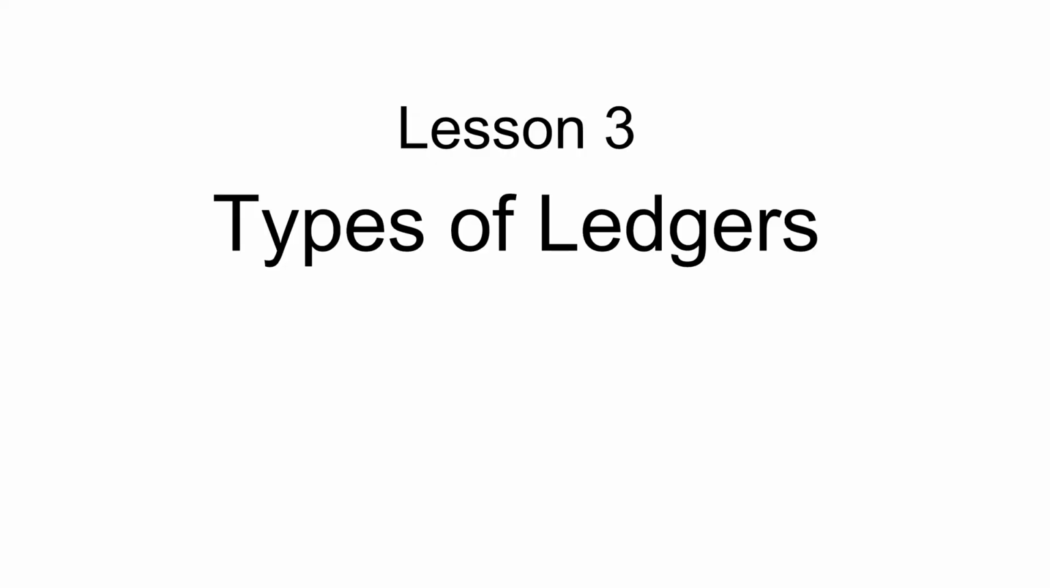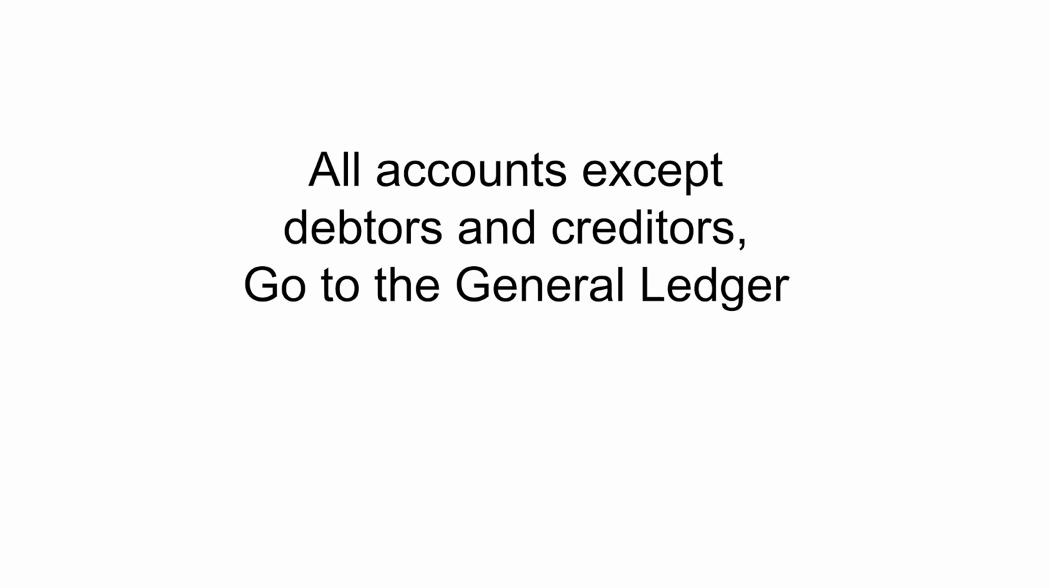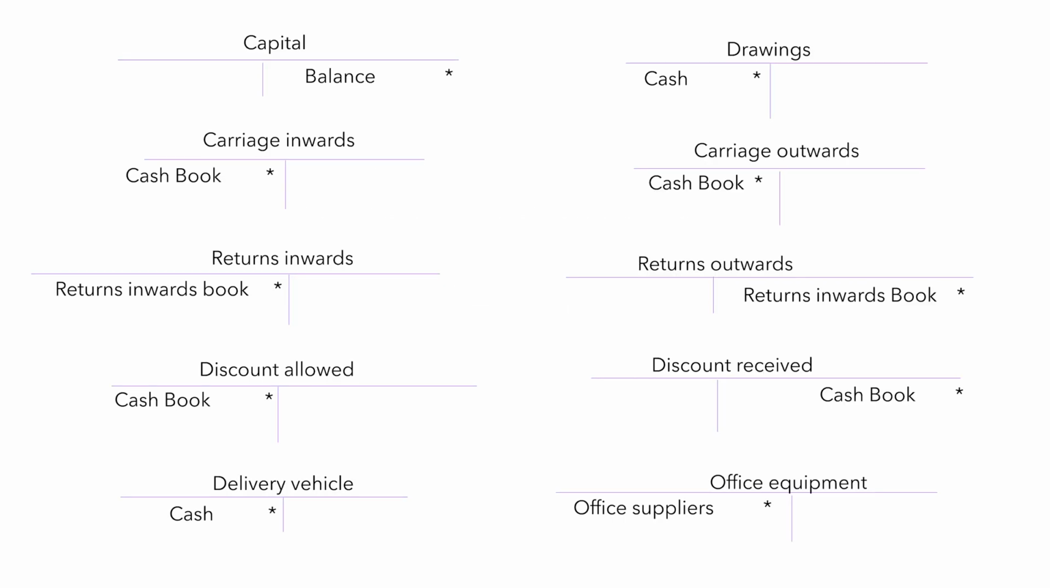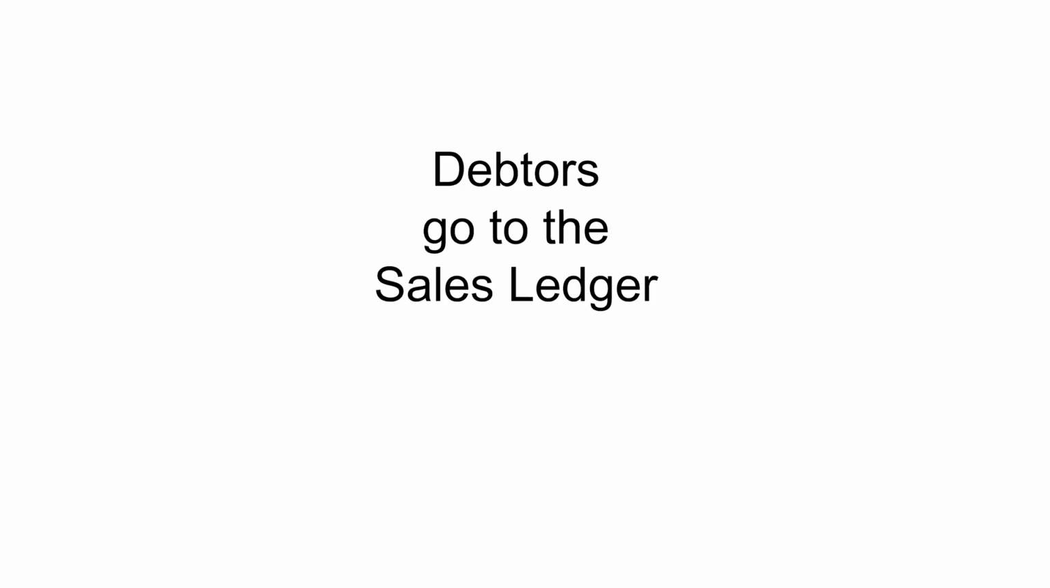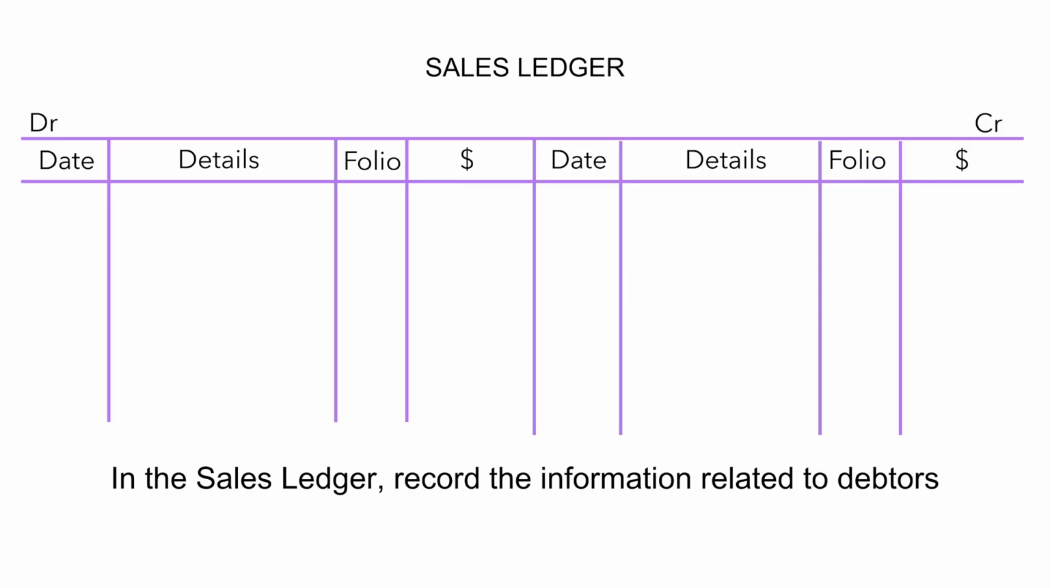Lesson 3, Types of Ledgers. General Ledger. All accounts except debtors and creditors go to the general ledger. Sales ledger. Debtors go to the sales ledger. In the sales ledger, record the information related to debtors.